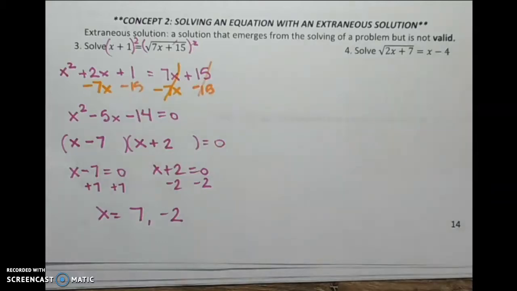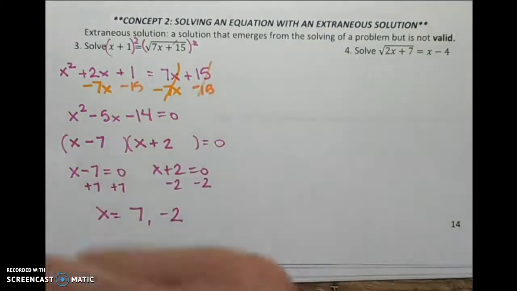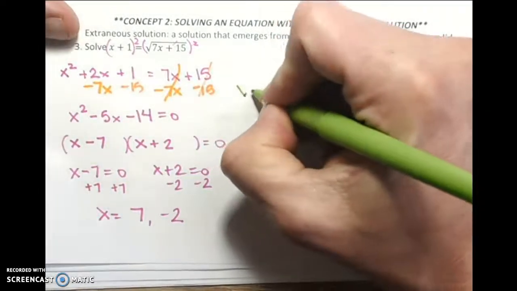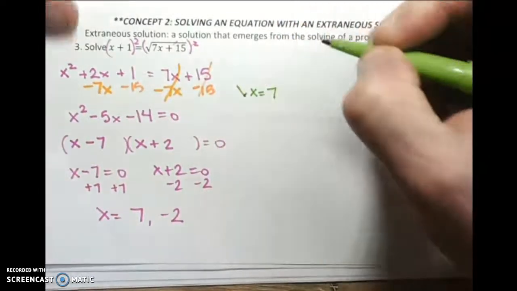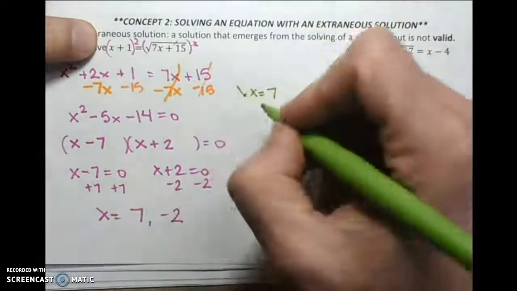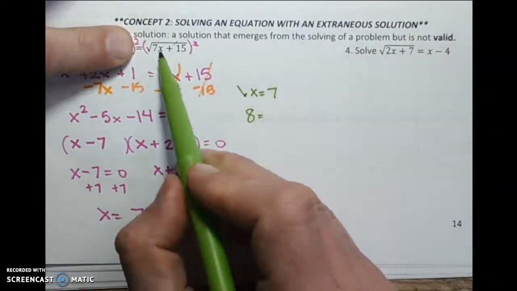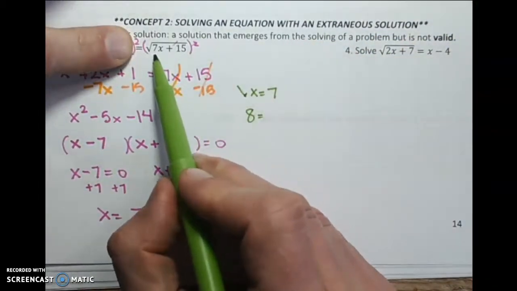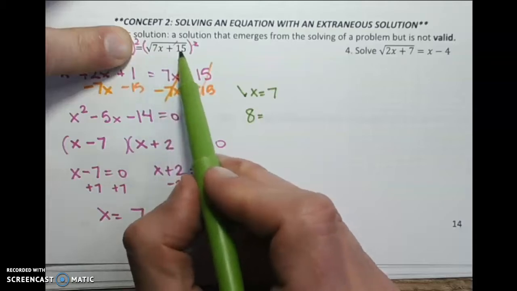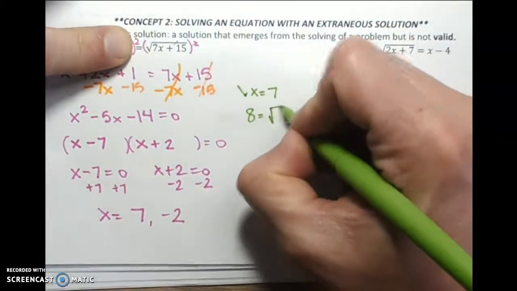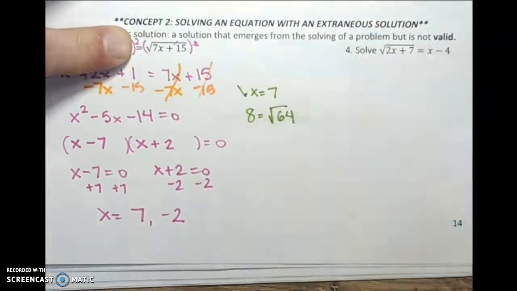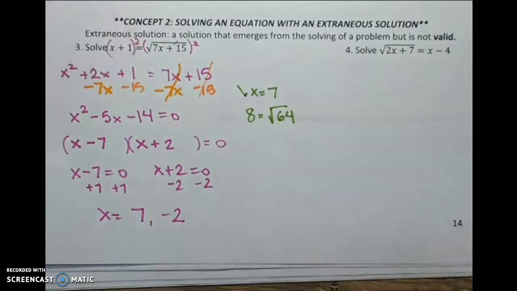Alright, but in this case we may have one that doesn't work, and I'm going to go ahead and show it right now. So the first check I'm going to do is for 7. When I put 7 in there, I get 7 plus 1 is 8 on the left-hand side. When I put it here, I get 7 times 7, which is 49, plus 15, which is 64, and does 8 equal the square root of 64? Yes, it works. It's good. I'm moving on to the next one.